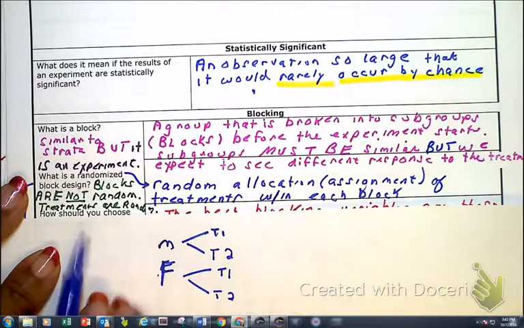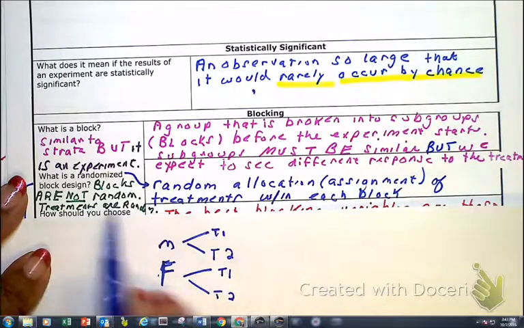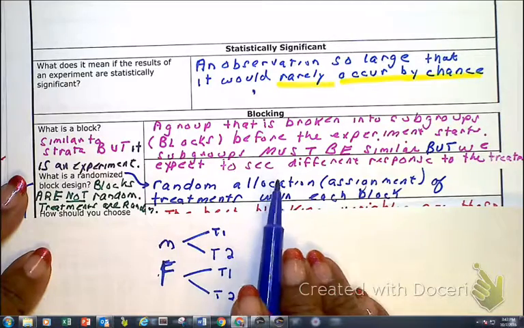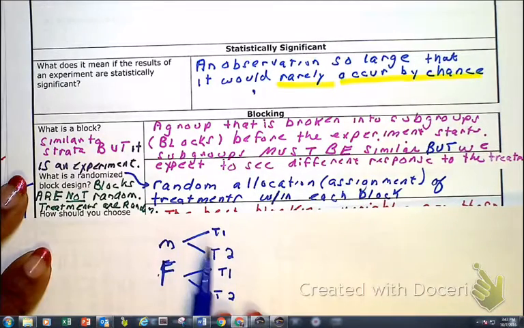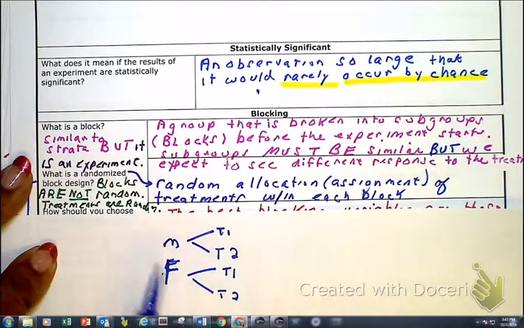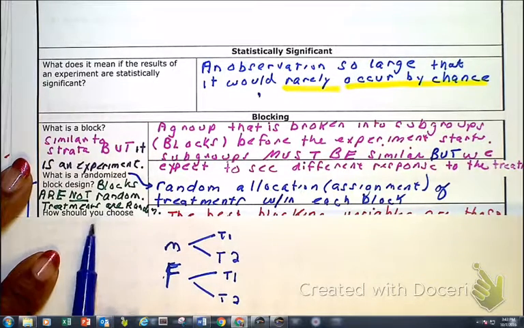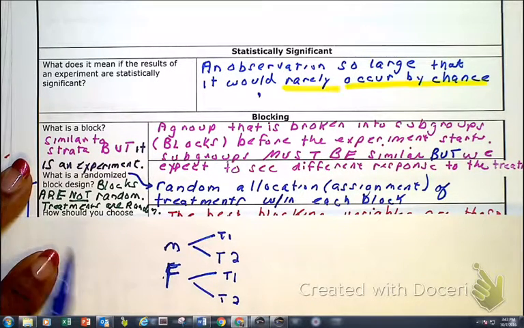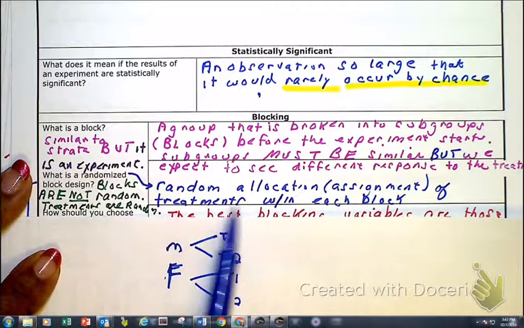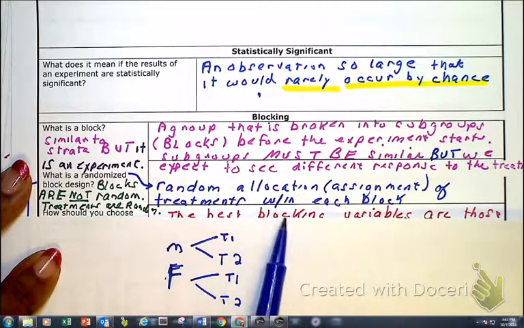So again, it's not that the blocks are random. The blocks have commonality. The blocks are subgroups. They have something similar. In this case, they're genders. But after I have broken them into blocks, I'm going to randomly allocate or randomly assign the treatment within each block.